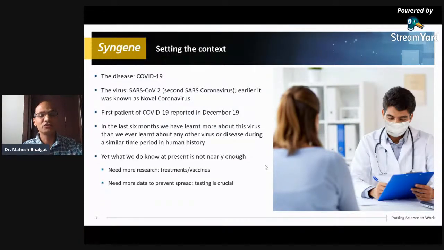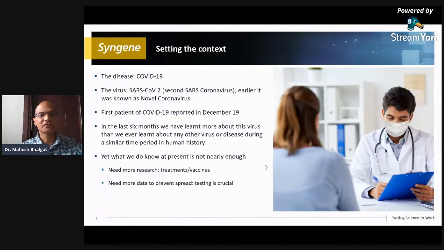It's a relatively new disease. It's a relatively newly discovered virus. It's a relatively new virus that has been affecting humans. And we know this because the first patient was diagnosed less than 6 months ago. This was in December '19 in the city of Wuhan, China.